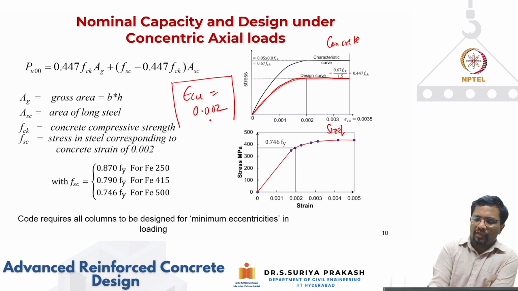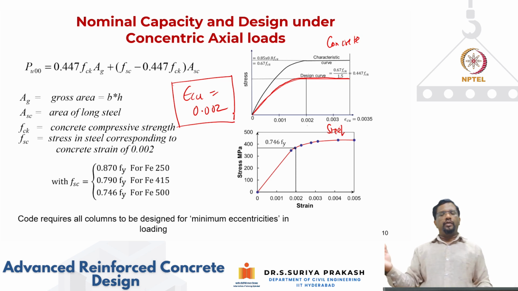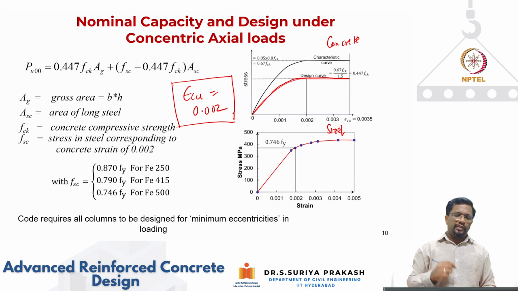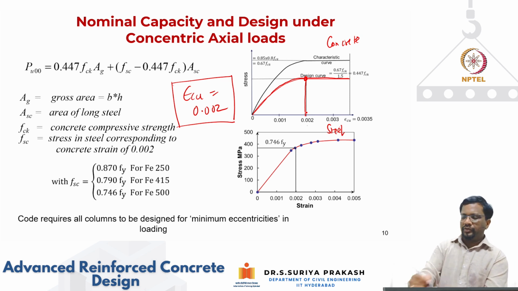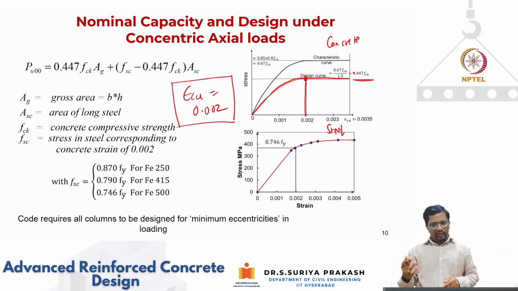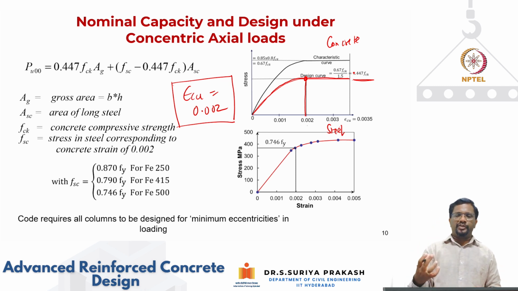So the code is asking you to take a much smaller strain than what we have considered for bending, and the failure strain for pure compression is taken as 0.002. When this strain is reached, that is your failure condition. So at this strain of 0.002, what is the stress in concrete as per our design stress strain curve? It is 0.447 fck. fck is your characteristic strength, and we are using about 44.7% of your characteristic compressive strength. That is the maximum stress that concrete can offer as per the IS code, when the strain is 0.002.